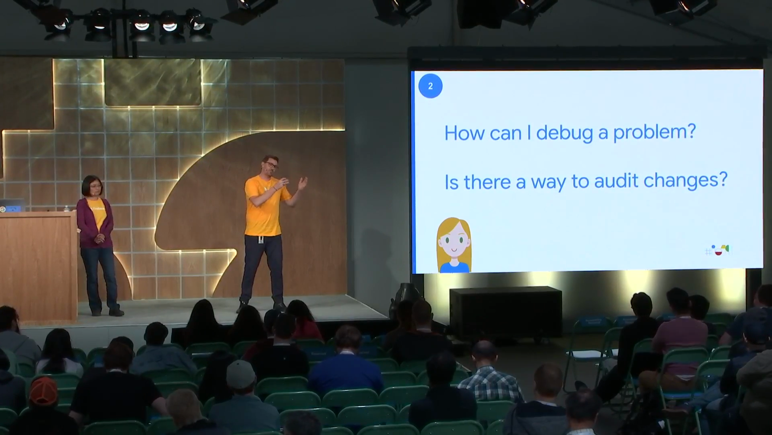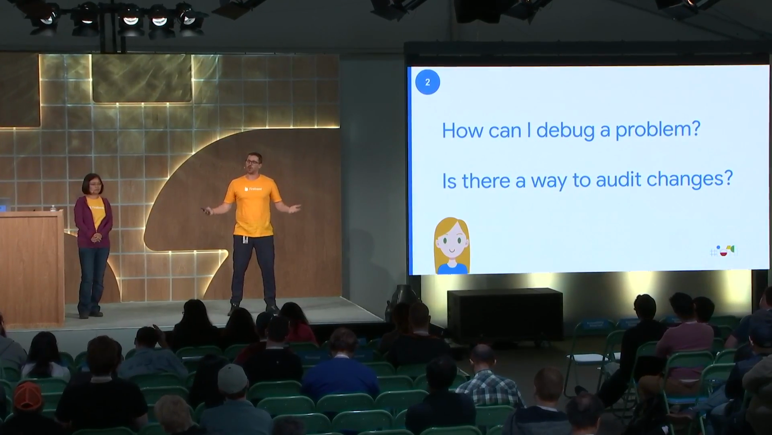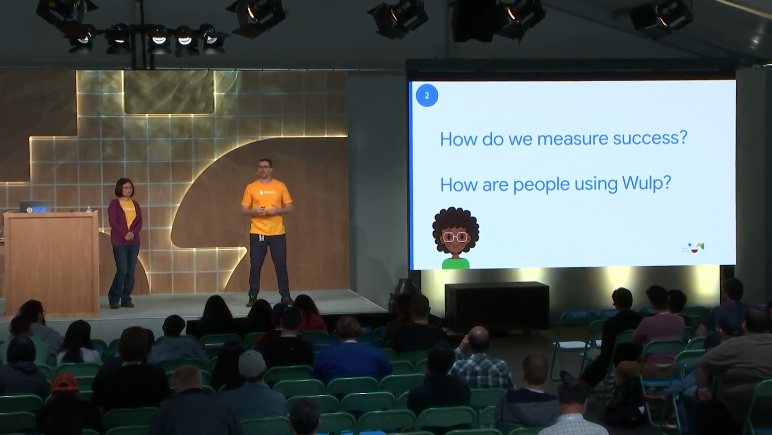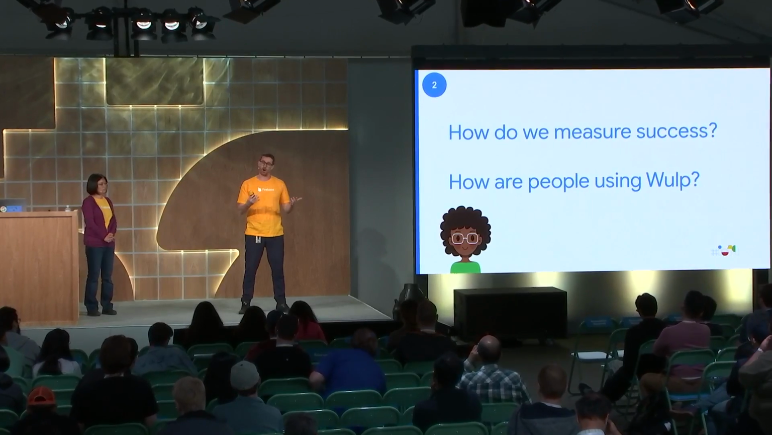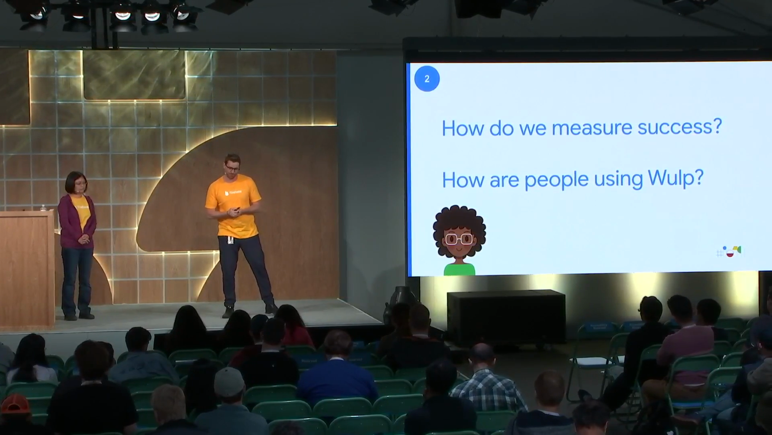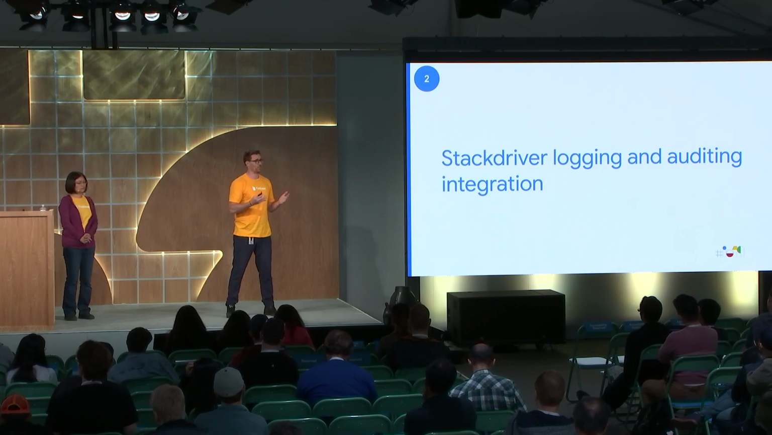But now that I've protected my users, people are logging in, they're using it, but I have to debug a problem. I have to be able to audit changes that happen from administrators or someone else in my environment. As a product manager, I care about the success of the application. I care about how people are using it, where they are using it, why they are using it, and what devices they are using it on. So Stackdriver logging and auditing integration is something that we rolled out just recently. This is available to you today, so feel free to turn it on and start to make use of it. We've seen massive, massive value for a lot of people already.